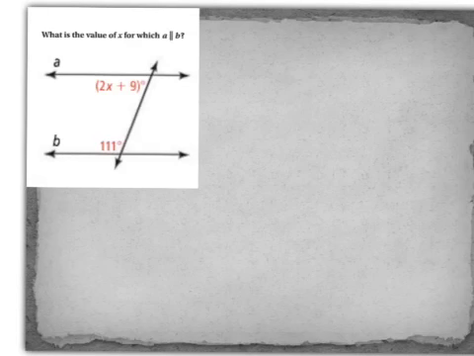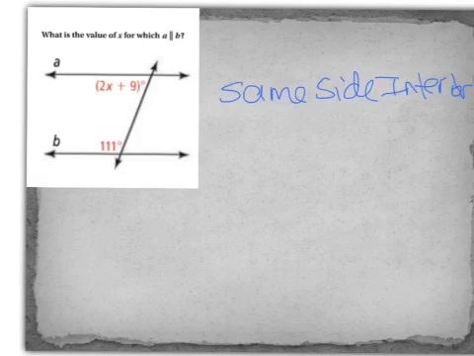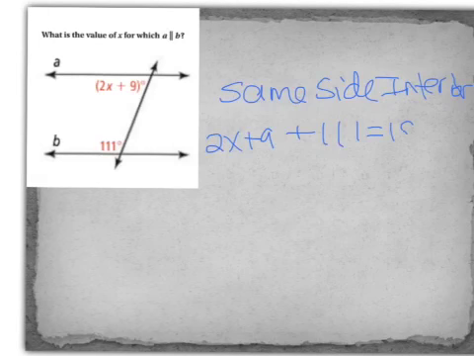Finally, we have an algebraic example. What is the value of x for which A is parallel to B? Well, if A is parallel to B, that means that these two angles would be same side interior. And we know that when two lines are parallel, the same side interior angles have to add up to 180 degrees. So 2x plus 9 plus 111 would have to equal 180 degrees in order for A to be parallel to B. So now we solve.